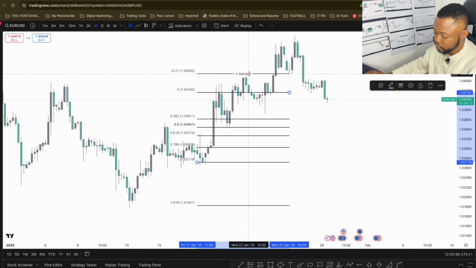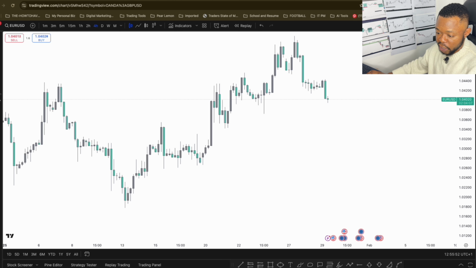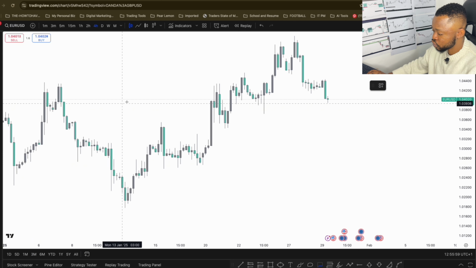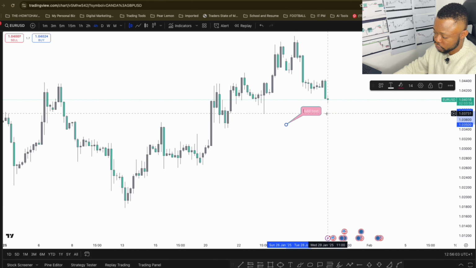Some of the other tools we have is the call out. So I use the text or the call out tool. So this is a call out tool. I use the call out tool to analyze my idea before I decide to execute. This call out tool just gives you a chance to type your ideas on the chart. So let's say I'm looking at price currently at this side.